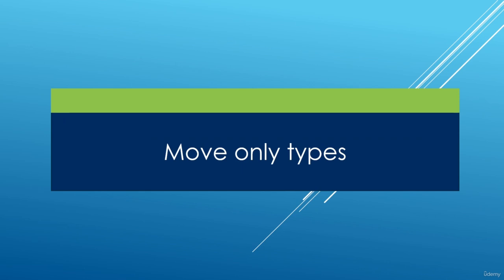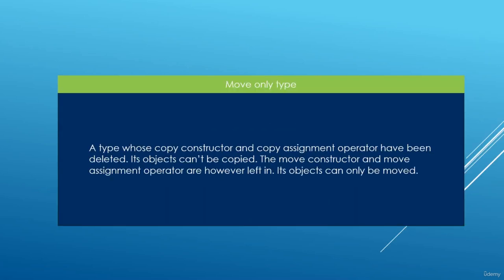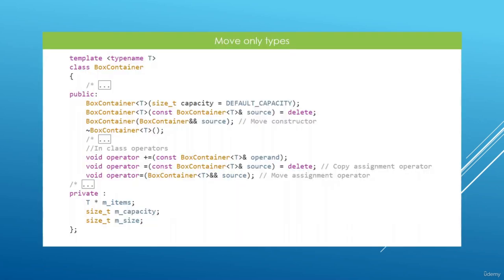In this lecture, we're going to learn about move-only types. These are types in which the copy constructor and the copy assignment operator are not usable, and it is what I describe here. Let's look at a simple example. We have our box container class. If we delete our copy constructor and delete our copy assignment operator, our box container class is going to become a move-only type.